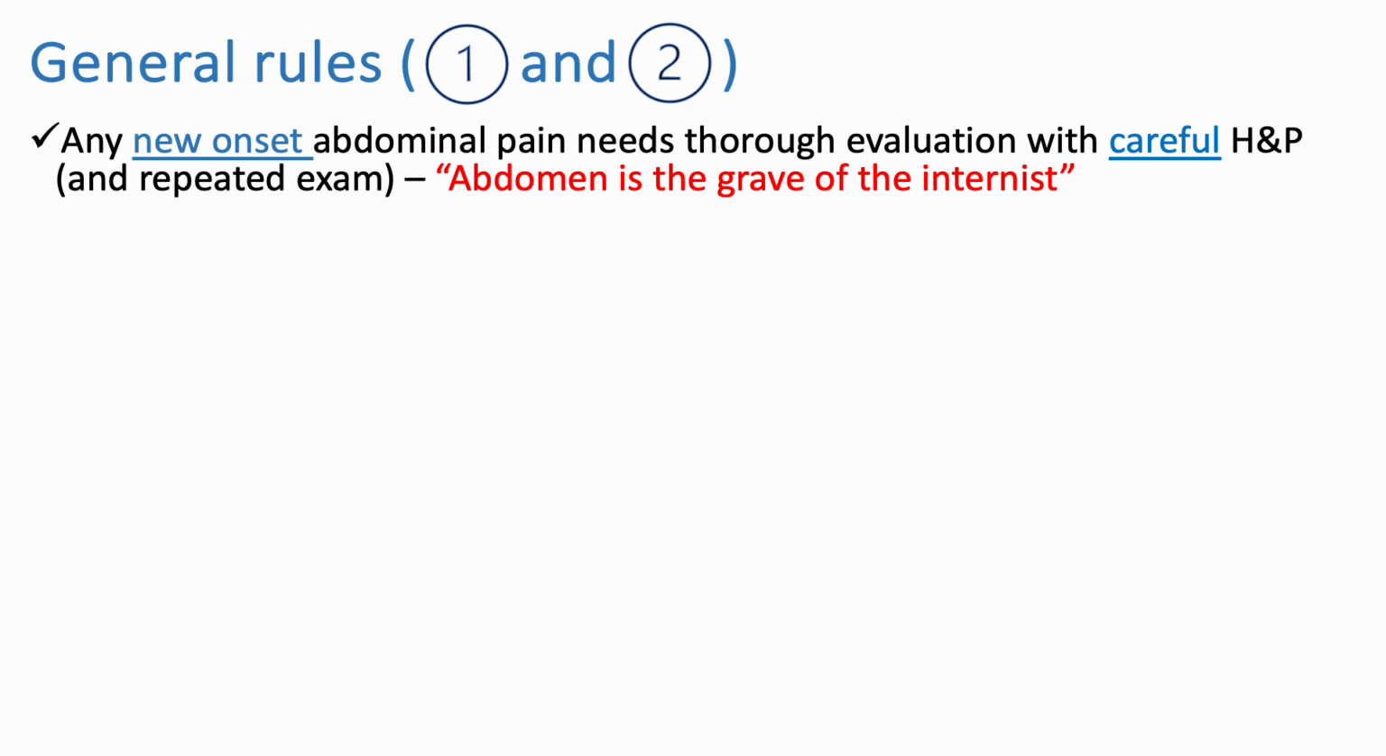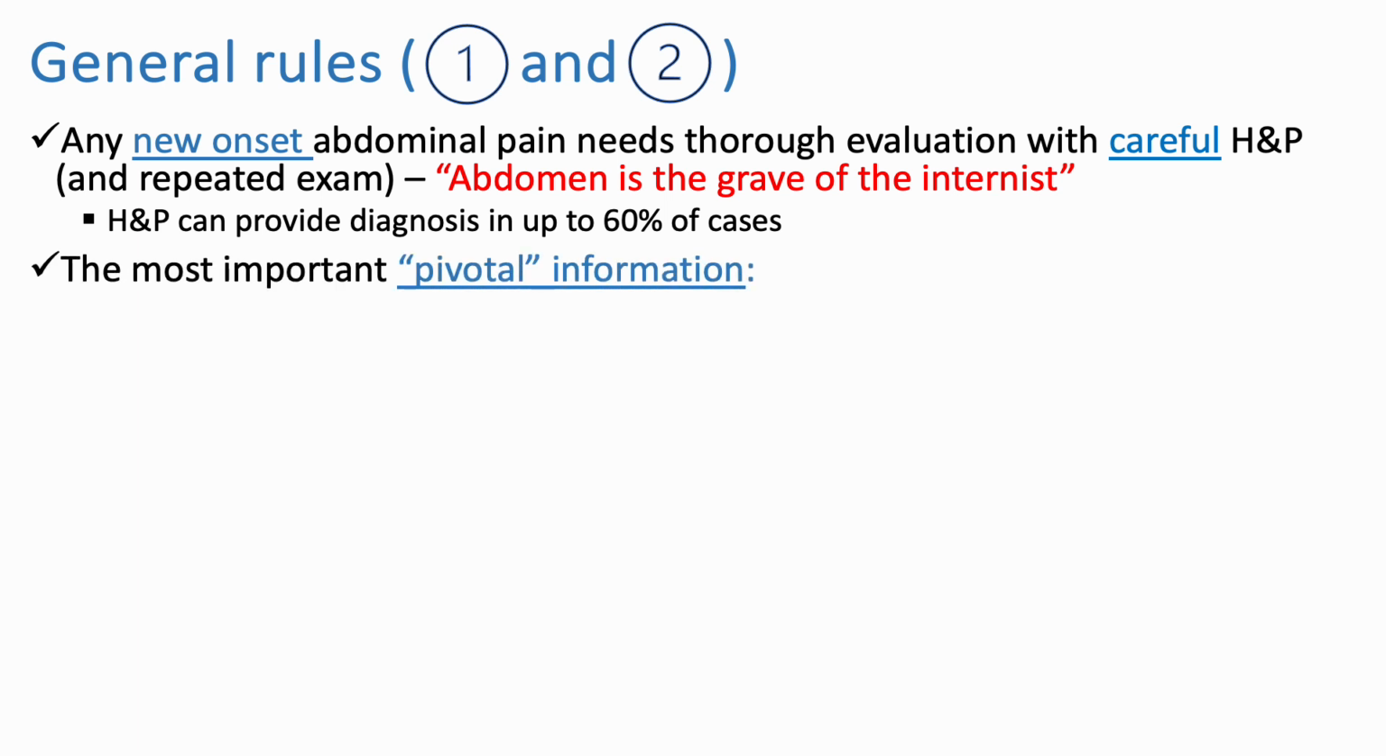Basically it means that it's very easy to miss many causes of abdominal pain if you don't take a good history and do a good physical examination. It's very logical. It makes a lot of sense. There are a lot of structures in the abdominal cavity and surrounding the abdominal cavity that can give you abdominal pain, and without really careful history and examination you can easily miss them. History and exam can provide the diagnosis in up to 60% of cases, probably even more.